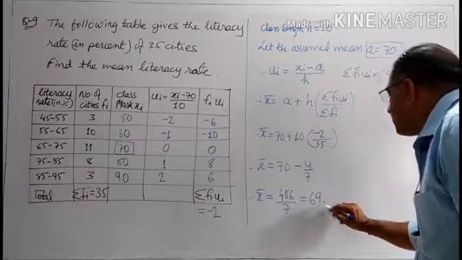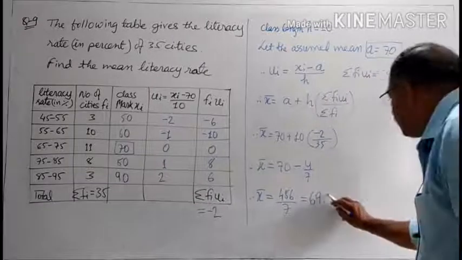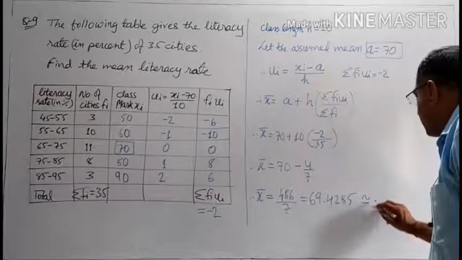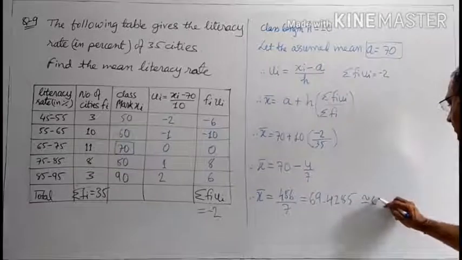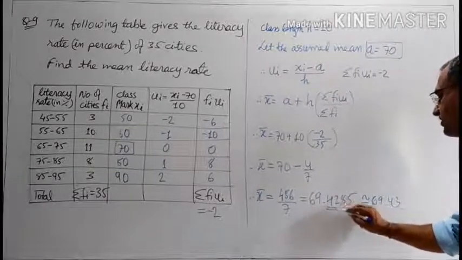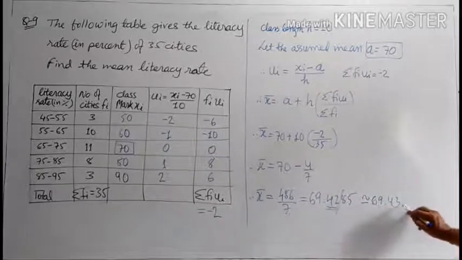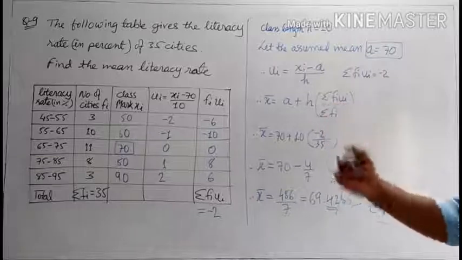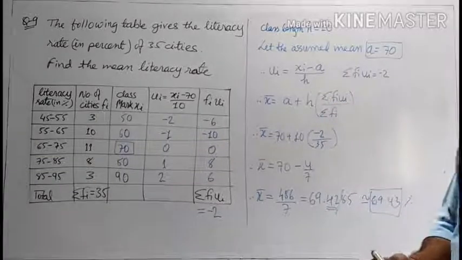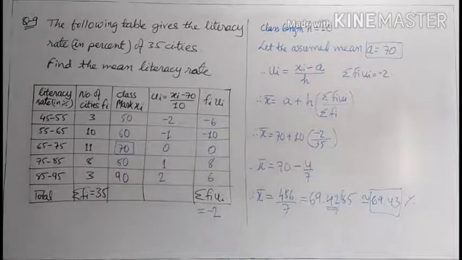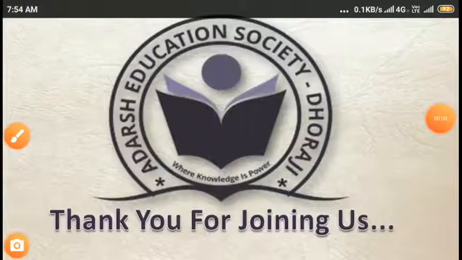On dividing, we get 69.4285, so approximately 69.43, rounded off to 2 decimal places. So 69.43 percent is the mean literacy rate of these 35 cities. So this part is over. Next time we have to continue with questions on mode. Thank you for joining us.